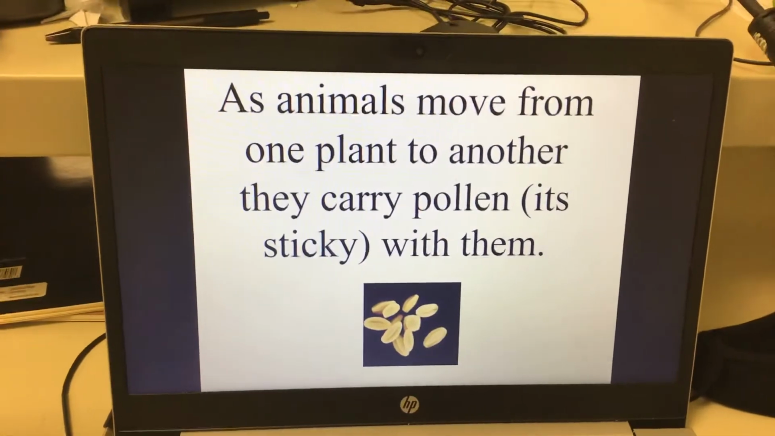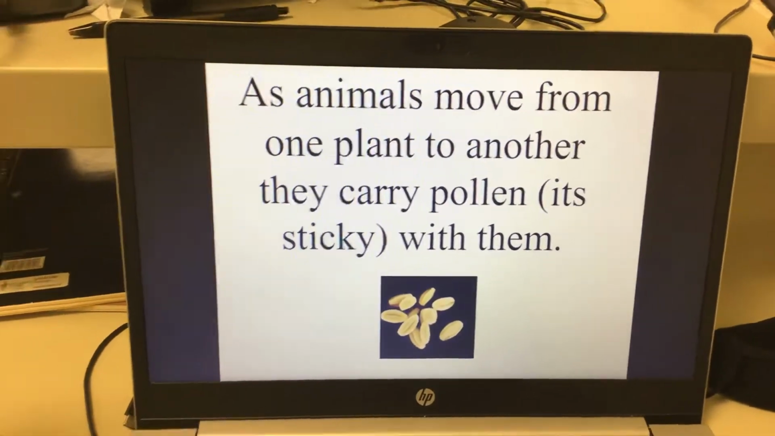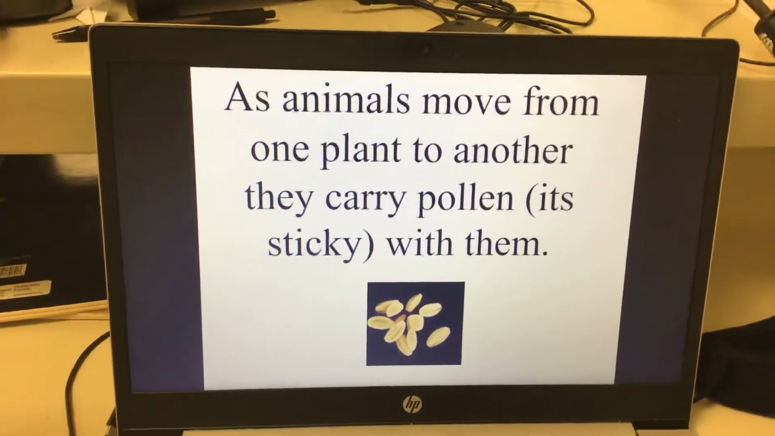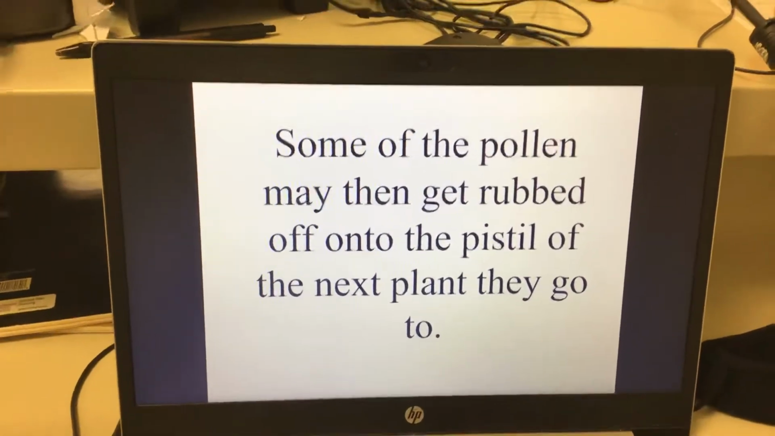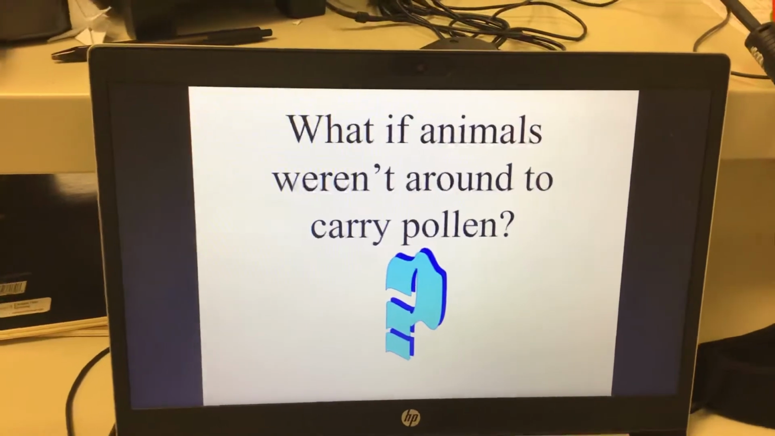Okay, like we just said, you don't need to write anything. As animals move from one plant to another, they carry pollen. It's sticky with them. Some of the pollen may be rubbed off onto the pistil of the next plant.